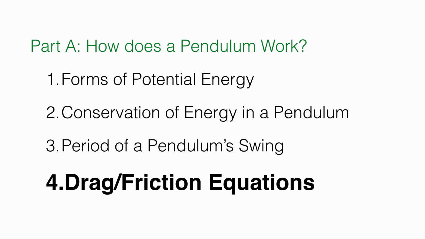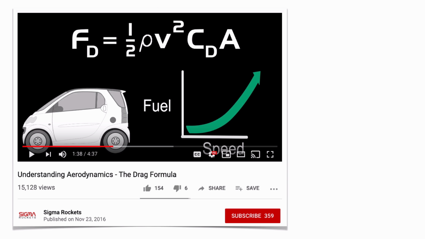And then lastly, we're going to talk about what is going to slow our pendulum down. Because again, the goal of this video series is to talk about Foucault pendulums and to have you guys make your own Foucault pendulum. So we're really interested in what causes a pendulum to slow down and stop. We will not be able to get a very good result if we start our pendulum swinging and then 5 minutes later it comes to a rest. All right, we really want our pendulum to be swinging for a long time. So we need to take a look at drag and friction equations.